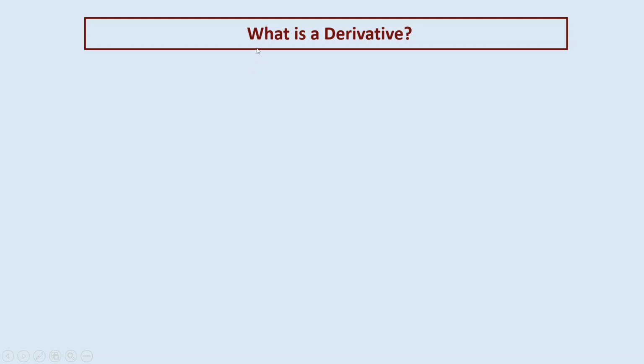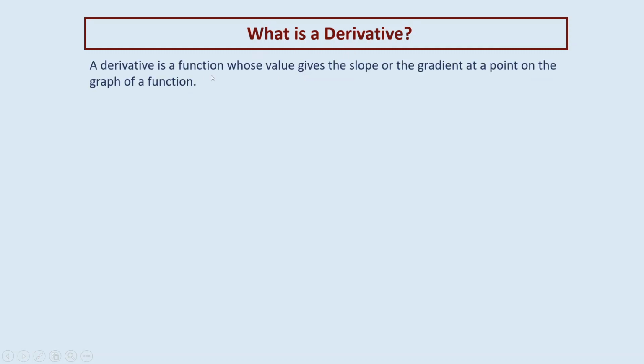But first of all, what is a derivative? A derivative is a function whose value gives the slope or the gradient at a point on the graph of a function. We have different types of functions.